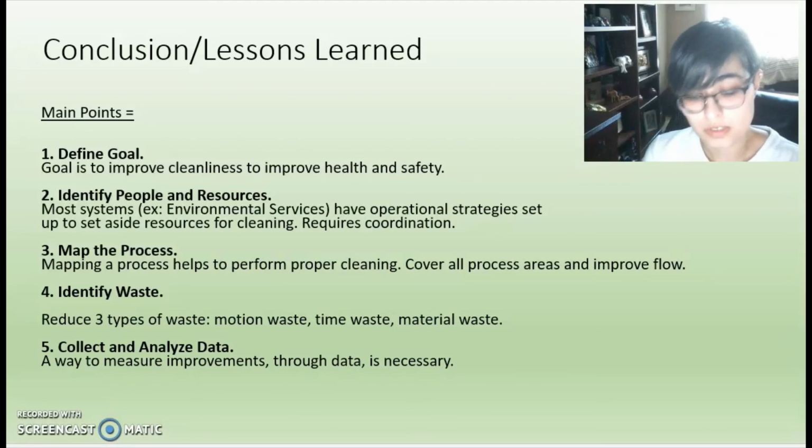In conclusion, for our lessons learned, we've learned that process improvement can be tackled from multiple directions. Successful improvement requires defining goals, such as improving cleanliness. Then people and resources should be coordinated according to the pre-existing systems in place, such as environmental services. Processes should be mapped to improve flow and procedure. Waste should be identified and reduced, in our case in terms of motion, time, and waste. Lastly, collecting data allows a team to measure improvements and further analyze how to approach improvement.